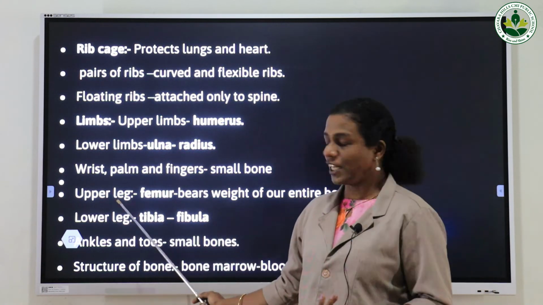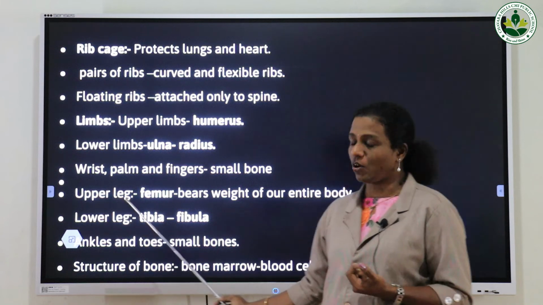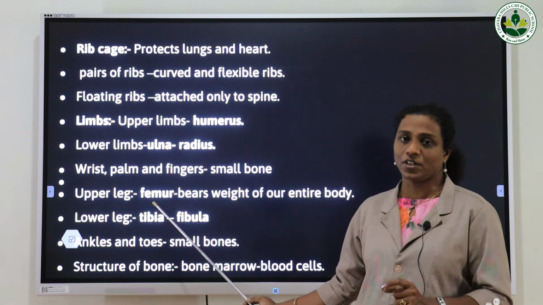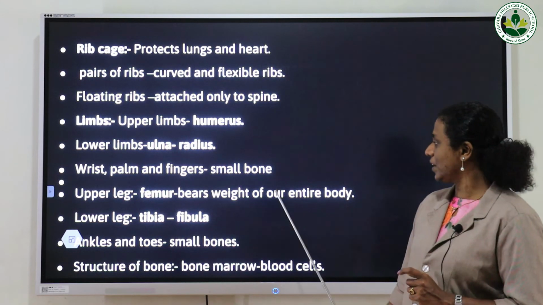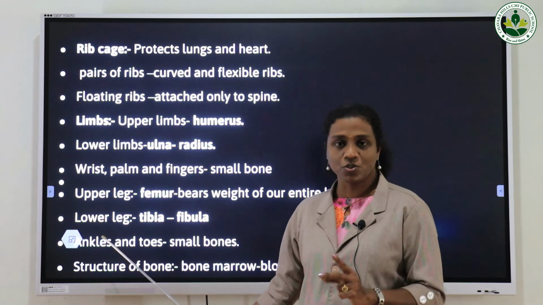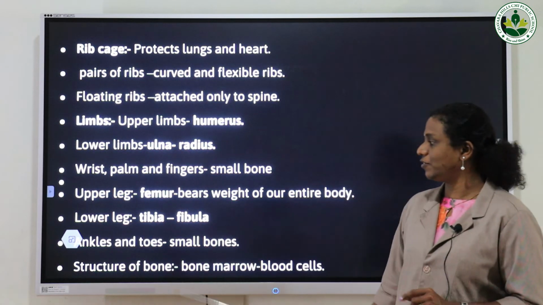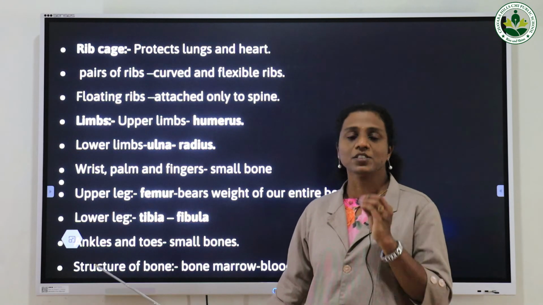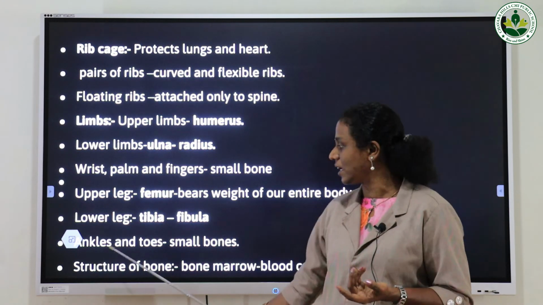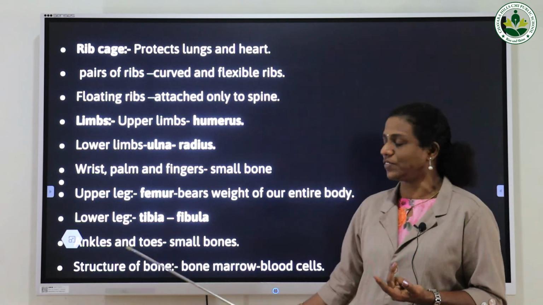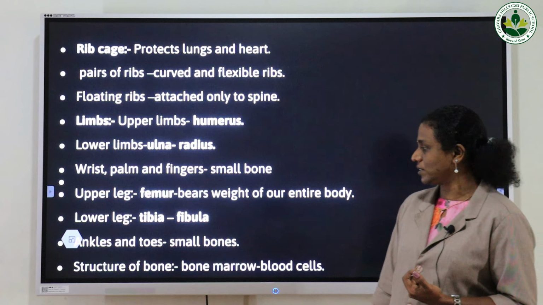Then if you are considering the leg portion, the upper leg has a long bone, known as the femur. It is the longest bone in our body. It bears the weight of our entire body. Then the lower leg contains 2 bones, tibia and fibula. There also we can see small bones, in the ankles and toes.